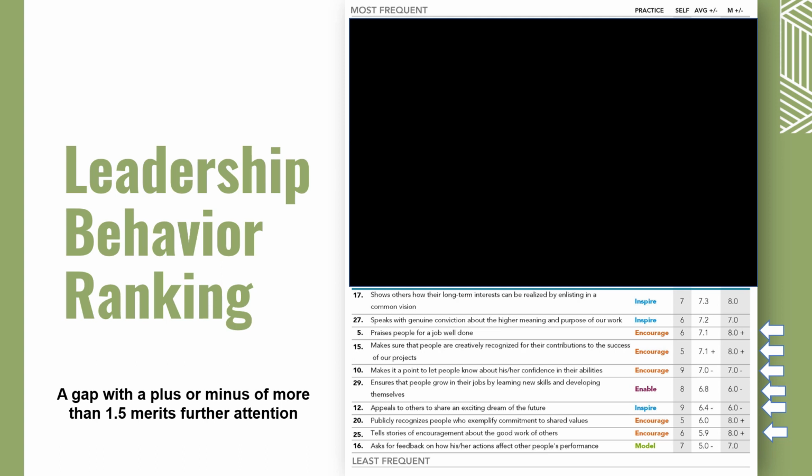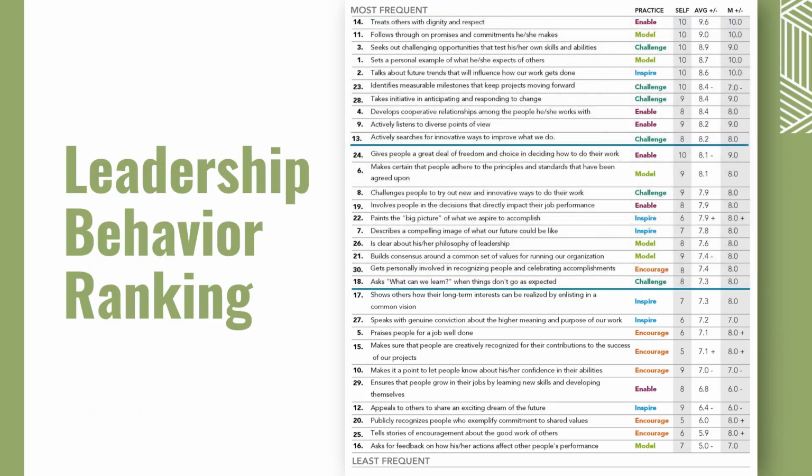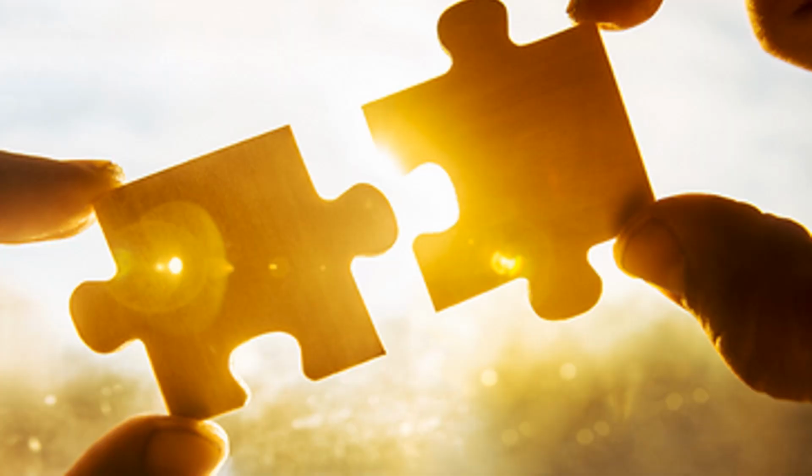Jot down some action items and also note that a gap of plus or minus more than 1.5 merits further attention. So looking at the arrows, you see a gap of +8, -7, -6, +8 down towards the bottom. It's something to consider. Again, you're more than welcome to take a moment to pause this recording.